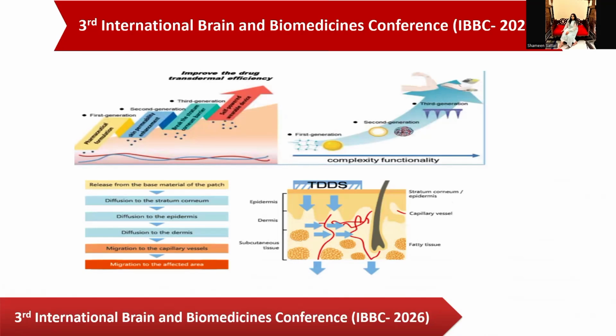There are three layers of skin: epidermis, dermis, and subcutaneous tissue. The process is release from the base material of the patch, diffusion to the stratum corneum, diffusion to the epidermis, then diffusion to the dermis, migration to the capillary vessels, and migration to the affected area. This is the way the transdermal drug delivery system works.